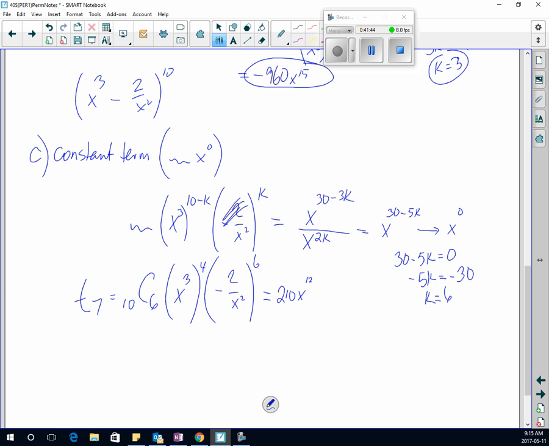What's negative 2 to the power 6? 64 over x to the power 12. Hey, look at that. X to the power 12s will cancel with x to the power 12. And what is my final answer? 13,440 with no x.